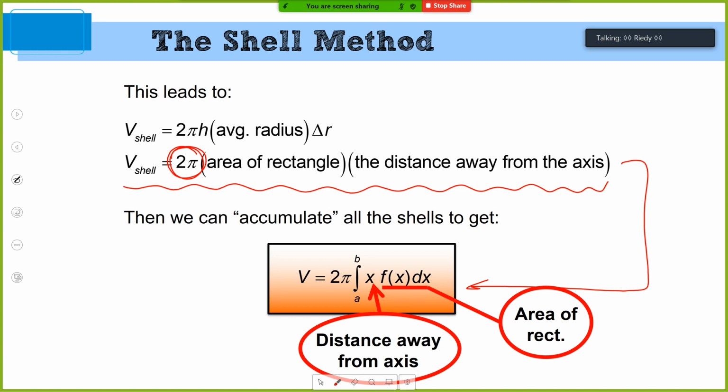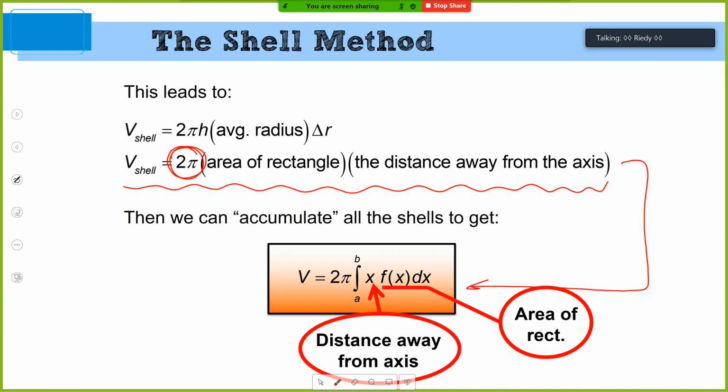It also becomes very confusing putting all of this together because you'll recall from discs and washers that wasn't a 2 pi, it was just a pi. Now with shells, it's 2 pi. With discs and washers, it was pi r squared. This is x times f of x dx. So it gets a little confusing.